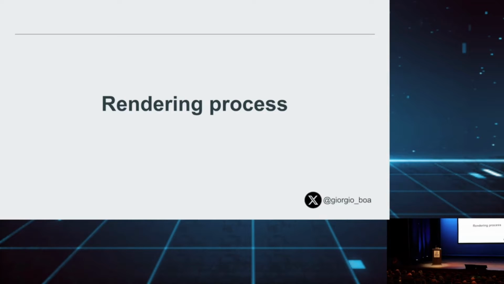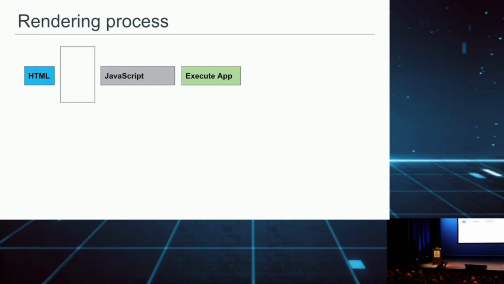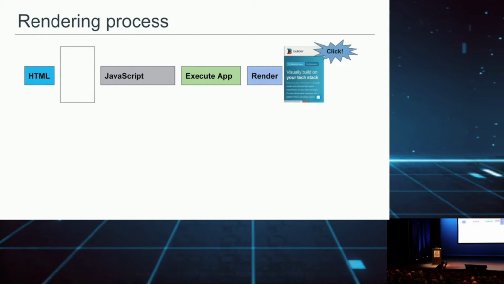With this in mind, we can go through the rendering process of our application. Let's do a little bit of theory, but don't worry because later we go to the live coding part. So, the rendering process. Back in the day, we started with a single page application, a vanilla React application. We ship an HTML with a few lines of HTML and a few scripts, and we have a blank page.